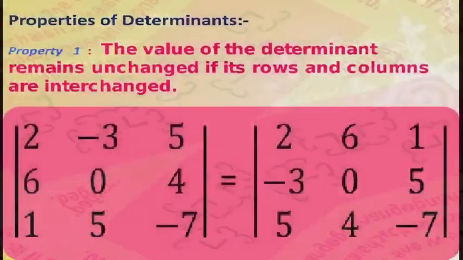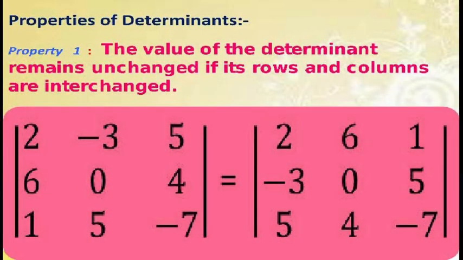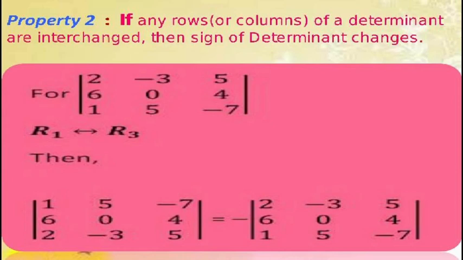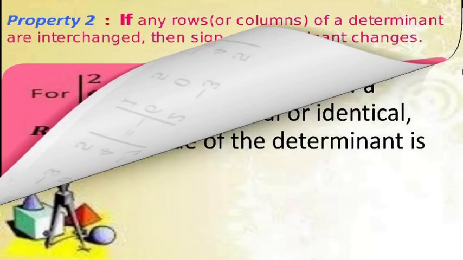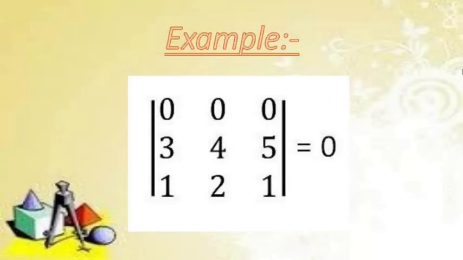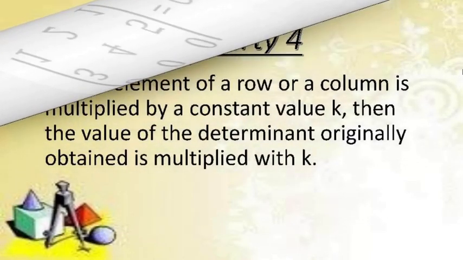There are a few properties of determinants. Let's have a look at them and understand them. Properties of determinants. First property: the value of the determinant remains unchanged if its rows and columns are interchanged. Property 2: if any two rows or columns of a determinant are interchanged, then the sign of the determinant changes. Property 3: if any two rows or columns of a determinant are equal or identical, then the value of the determinant is 0.